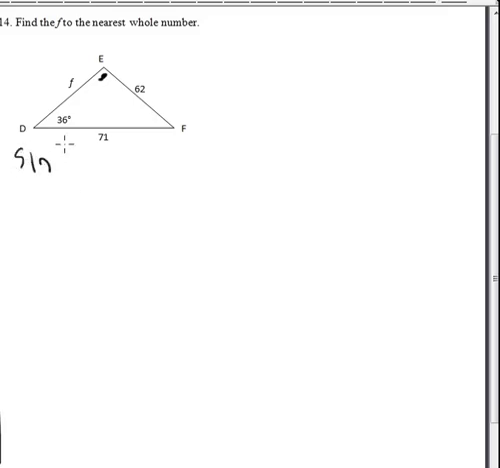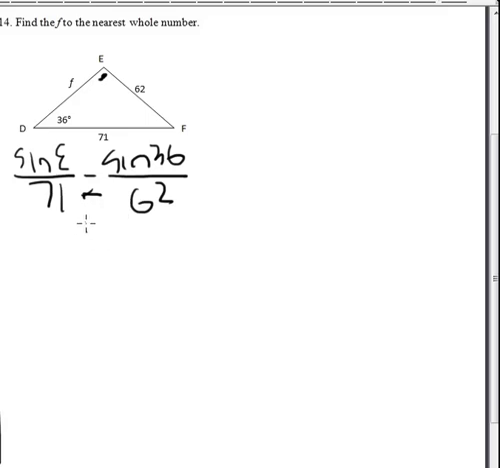We can say that the sine of E over 71 equals the sine of 36 over 62, and you can cross multiply, right? 71 times sine of 36 divided by 62, and you will get that the sine of E is 0.673 and a few other digits. So that's sine of E. To find E, we have to take the sine inverse, right? So E equals the sine inverse of this.